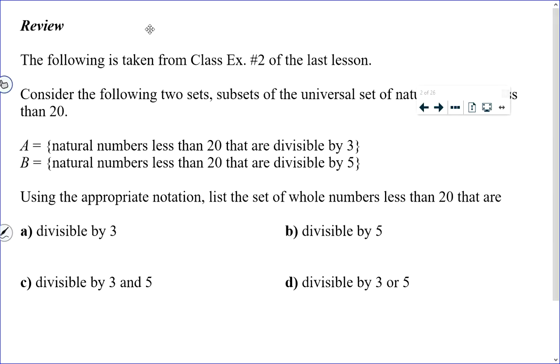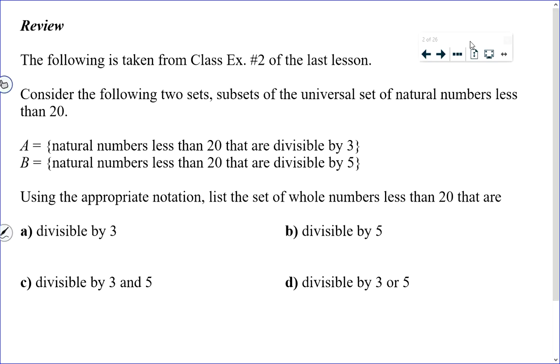If I go back and look at, I think it's class example 2 from the last lesson, consider the following two sets, A and B, where the universal set is the set of all natural numbers less than 20. Set A are the numbers in the universal set that are divisible by 3. Set B includes all of the elements that are divisible by 5. And then we're asked to use appropriate notation and list the numbers that are in each of these sets.